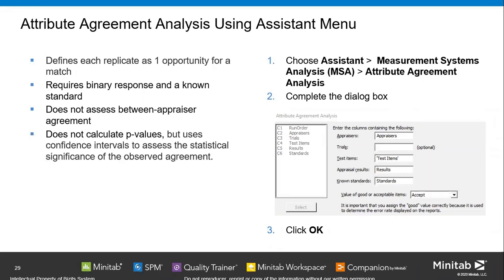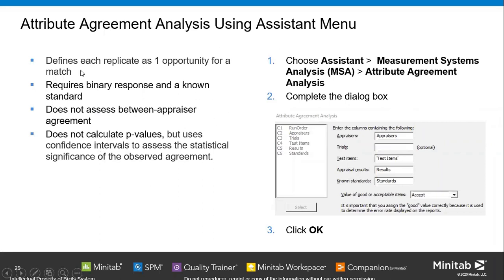But before I show that, I need to stress something here. If you want to use attribute agreement analysis with the Assistant menu button, you need to have a binary response only. It's not applicable if, let's say, you have a rating like 1, 2, 3, 5. Assistant is for binary response only. And then the Assistant does not provide the between-appraiser agreement, and it does not provide the kappa value.